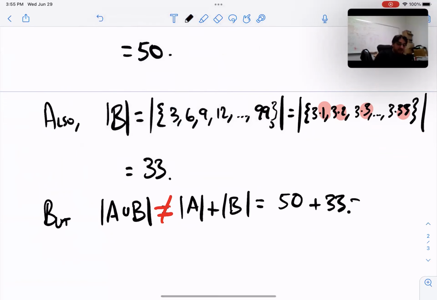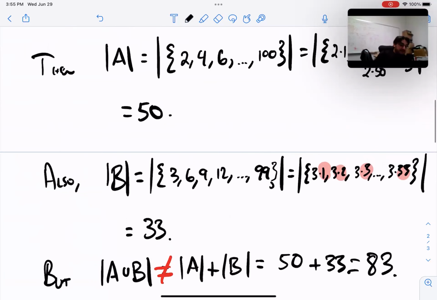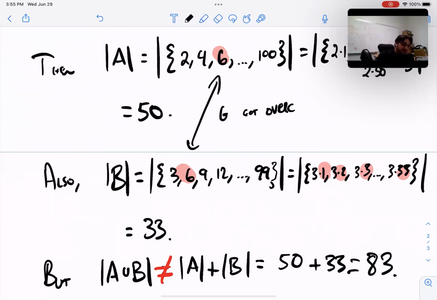Why? Because I claim 83 is too big. Think about a number like 6. 6 got counted twice. I counted 6 as an element of A, and I counted 6 again as an element of B. So it's not valid to include that in the count two times. It's really just one number that was divisible by 2 or 3 there. So numbers like 6 got overcounted.